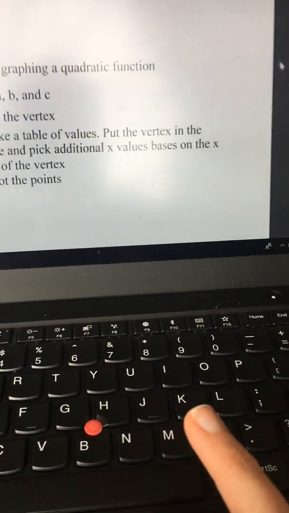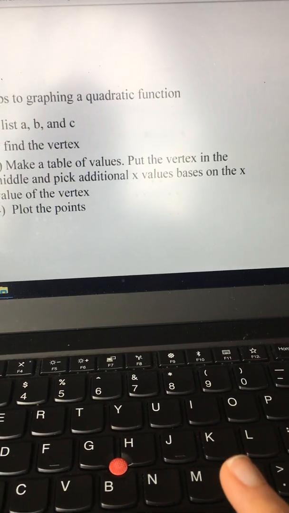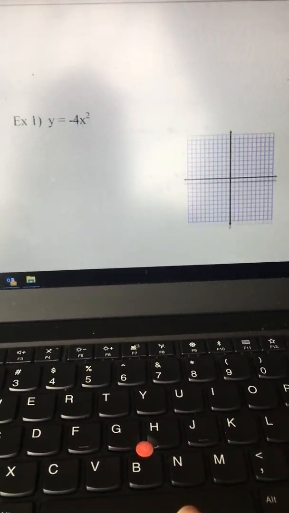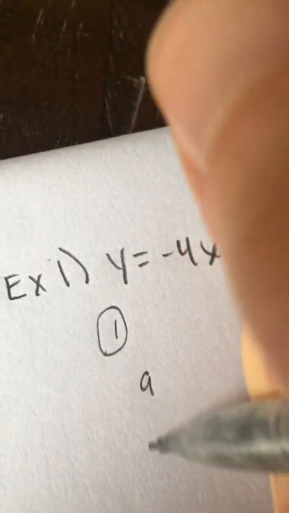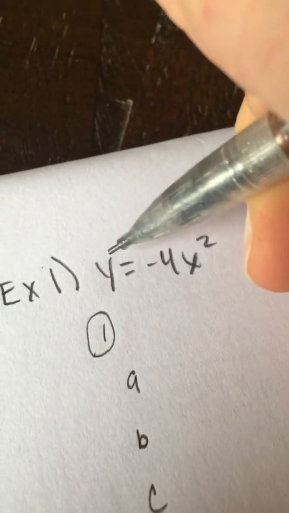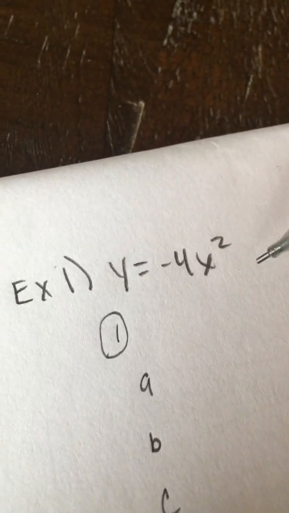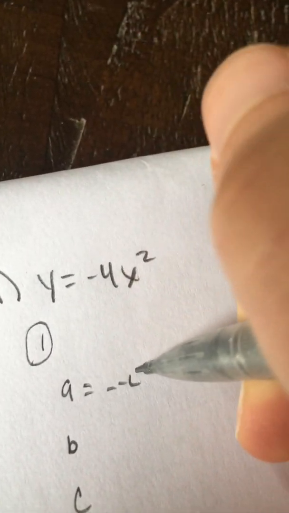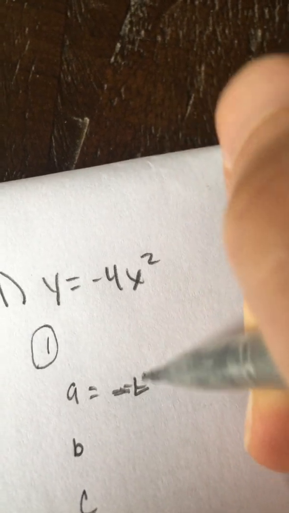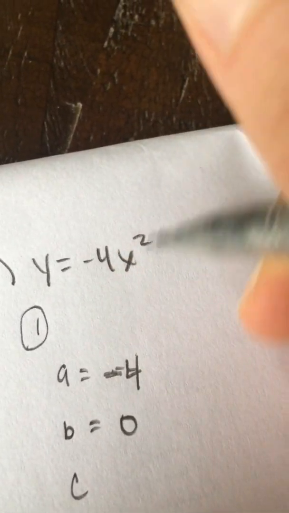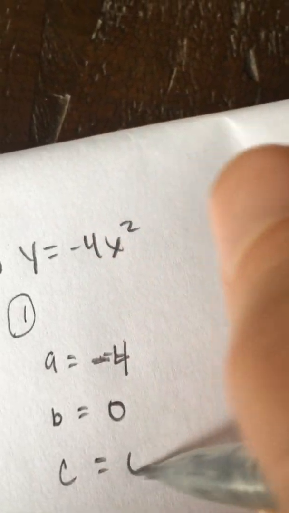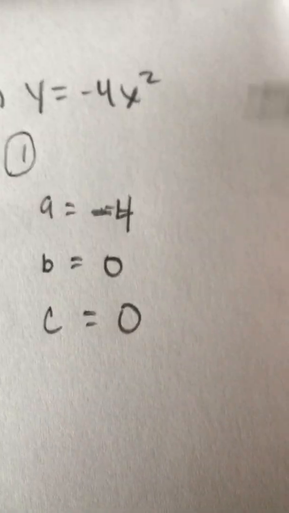So we are going to move on to our first example, which I'm going to shift to paper instead of my computer. Our first example is the following. I'm going to do everything it said to do. So step one says list a, b, c. Well, this is in y equals ax squared plus bx plus c. So it's clear to me that a is -4. b is 0. There's no linear term. And c is also 0. There's no constant. That's step one.